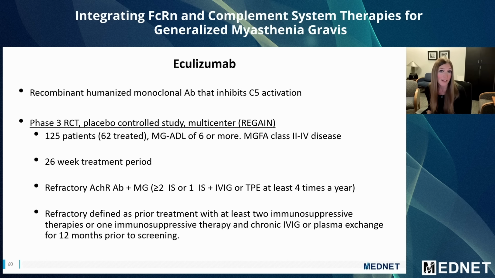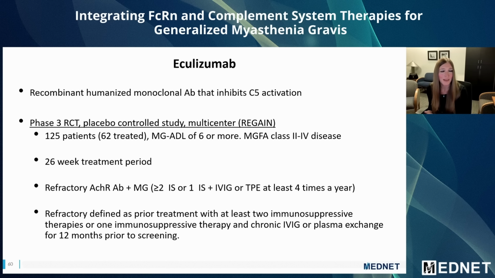As you note, the ADL is the score that's the primary outcome measure for most studies. And so typically they're looking for a 6 or more for enrollment or inclusion into the trial. And that's kind of mild to moderately affected patients. So we went over the classifications of the MGFA score that he went over. And most of the time the trials are generally between 24 and 26 weeks for treatment to really look at change over time. So this trial was looking at refractory acetylcholine receptor positive patients.